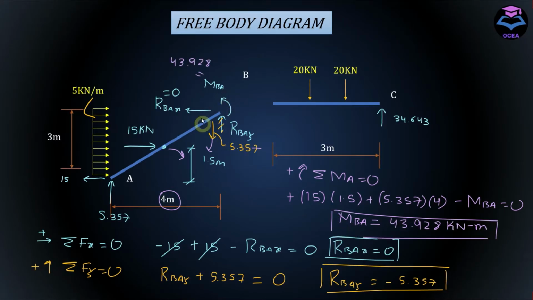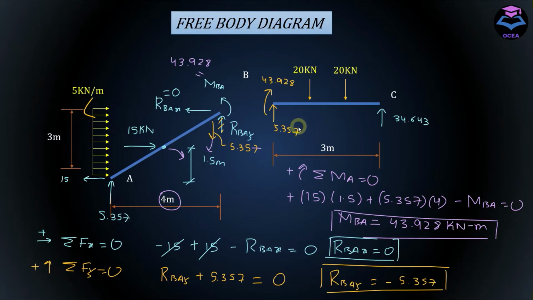Alright, now to transfer these internal forces from this end of the member to this end of member BC, we just need to apply them in reverse sense in order to maintain equilibrium at this whole joint. And here we can see that RBAY is going downward, but at this end it will be shown as going upward. And since RBAX is 0, we don't need to apply it. MBA is acting here in counterclockwise direction. Here it would be in clockwise direction, and it's equal to 43.928.